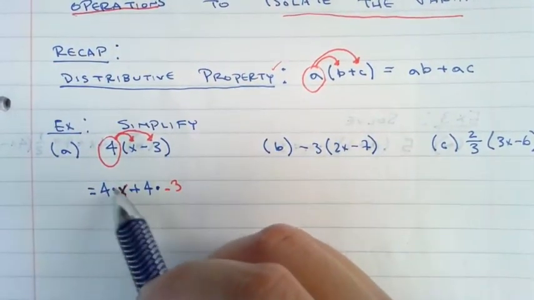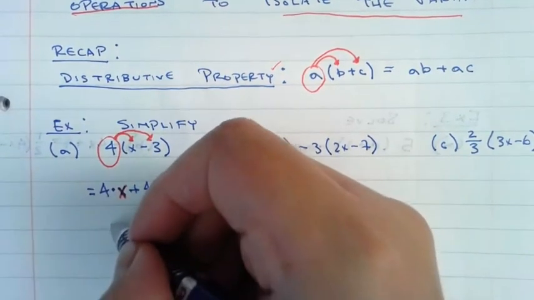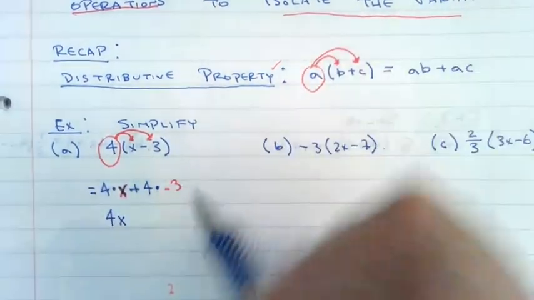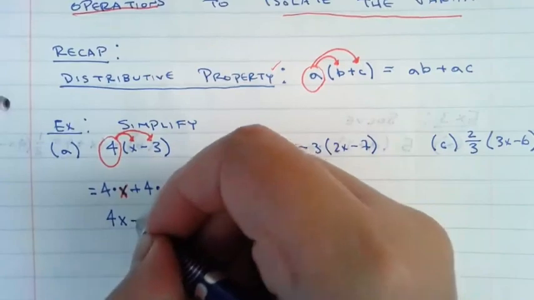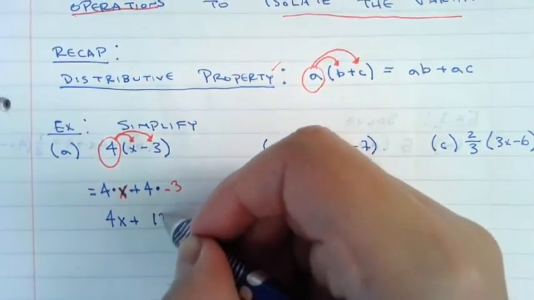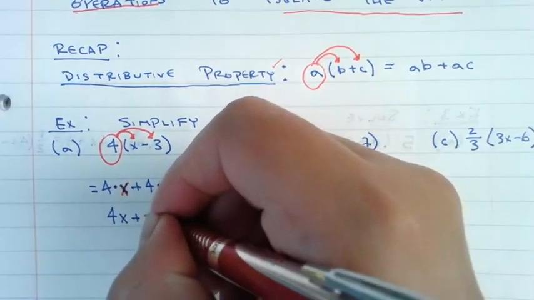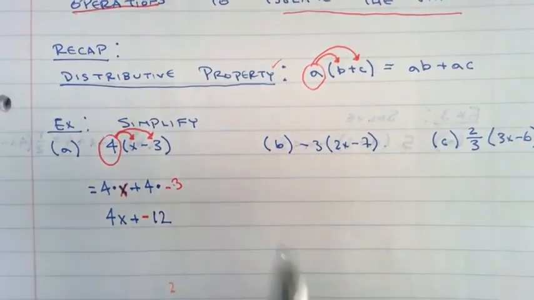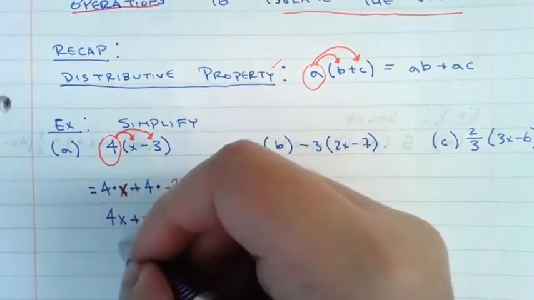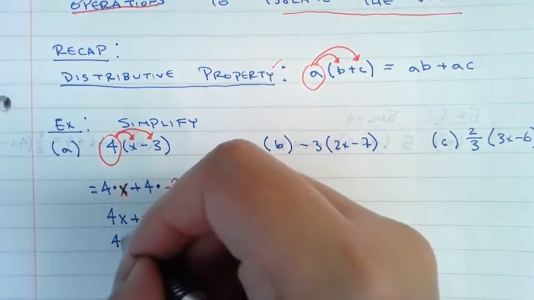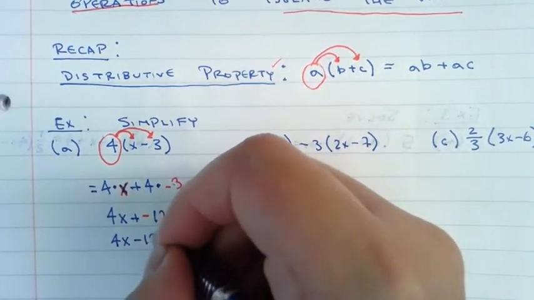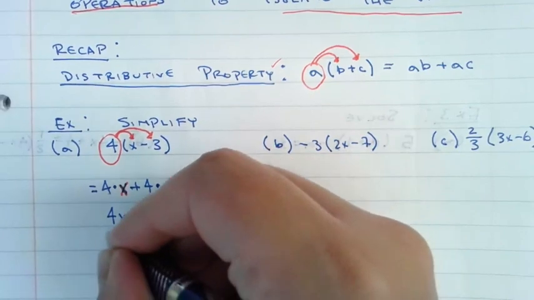4 times x, remember, these are like oil and water, they don't mix, so you just leave it like that, so you get 4x. 4 times negative 3, remember, that's going to be 12. However, remember, positive times negative should give you negative. So you're going to have 4x plus negative 12, and therefore, that's going to give you 4x minus 12. And that's it. That's all you do.